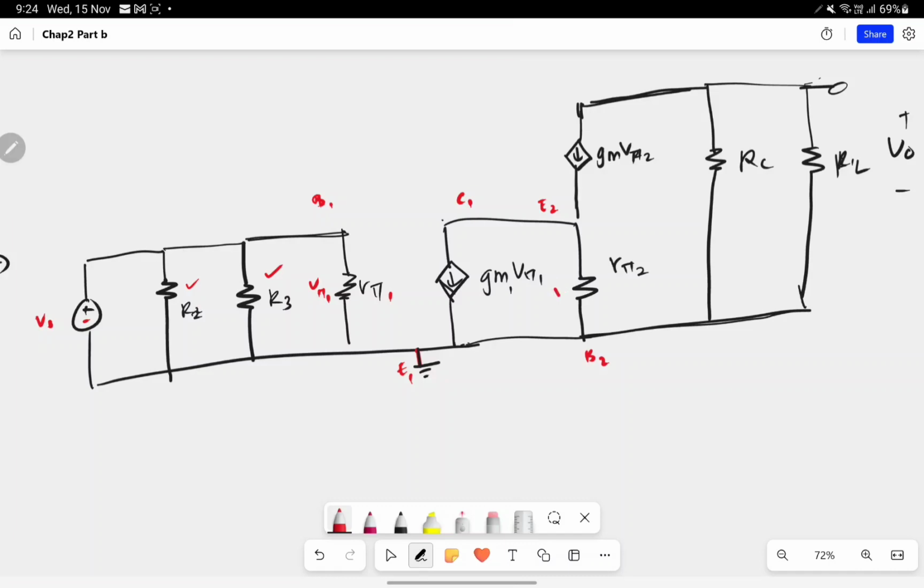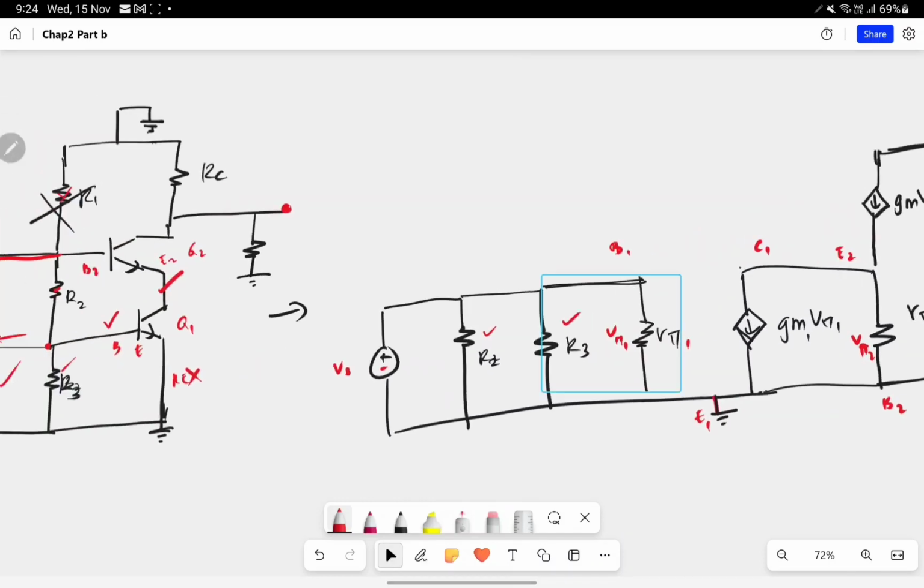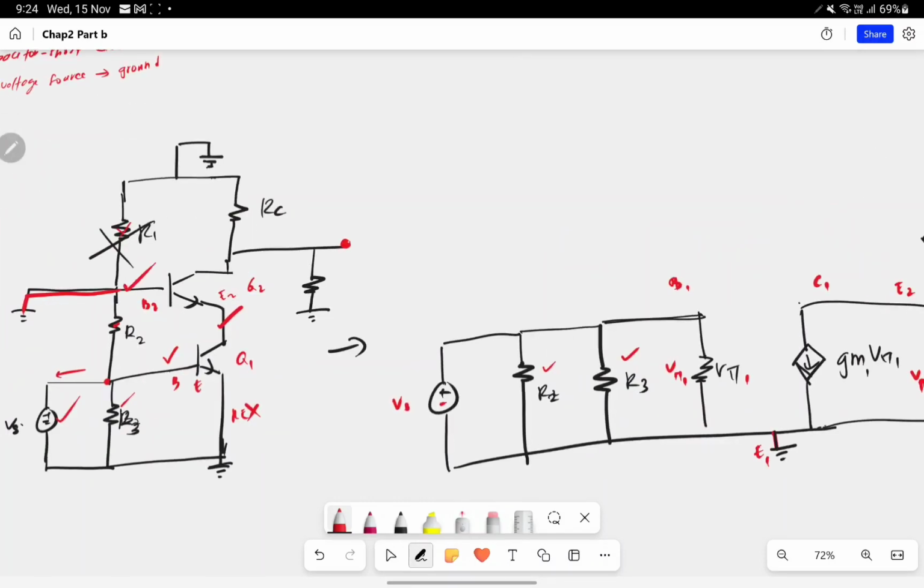So at the R2 we have V pi 2. Okay, now we have done the leg base for the Q2. Now we move on to the collector leg of Q2. So we name it C2.